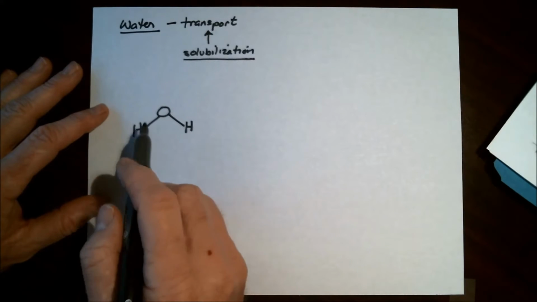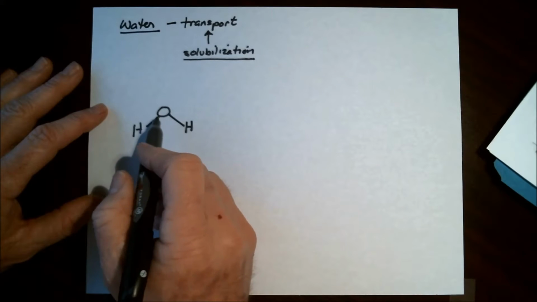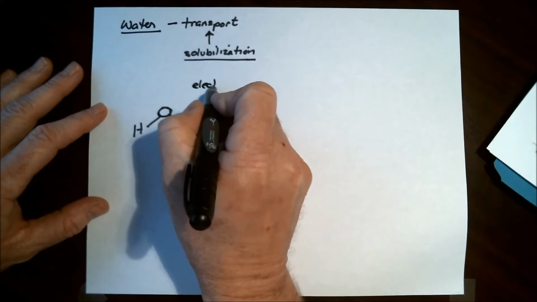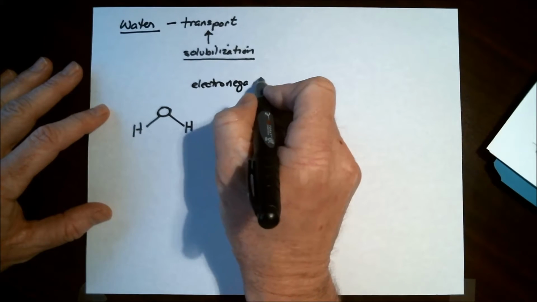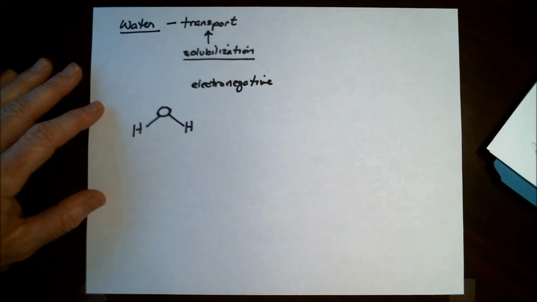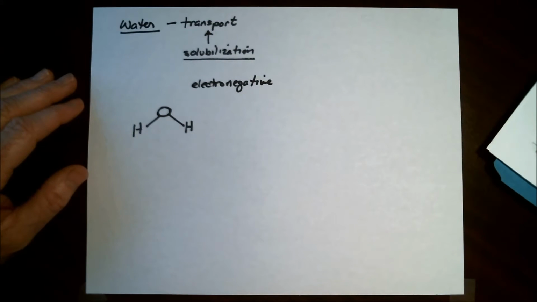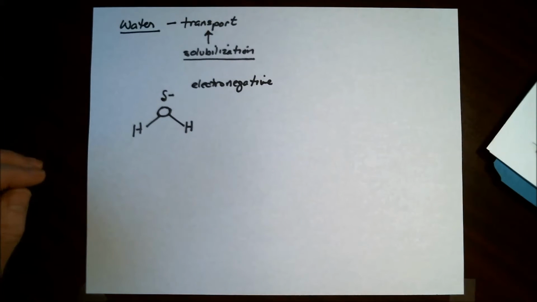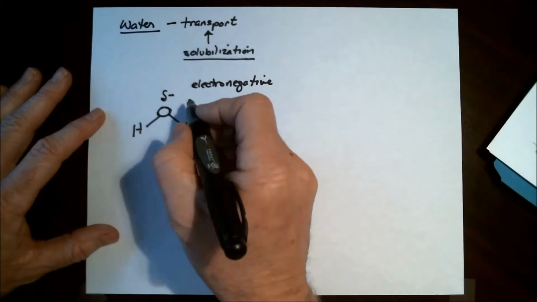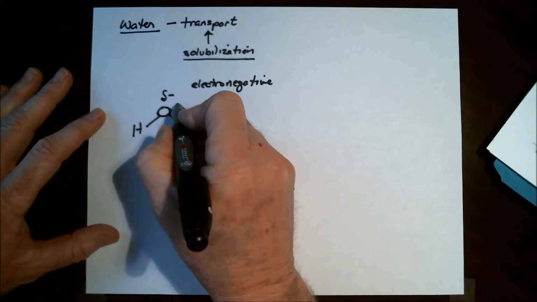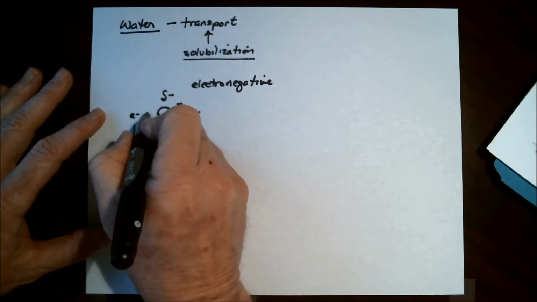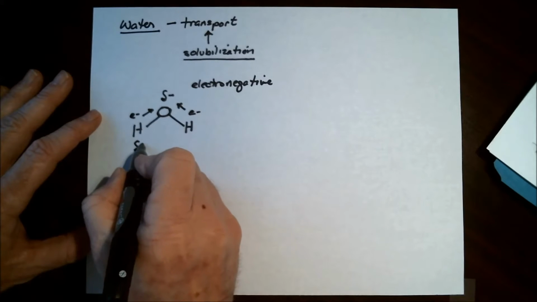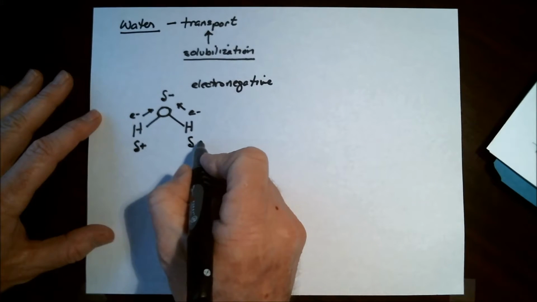Well, recall that the molecule of water, H2O, has this oxygen atom, and the oxygen atom is electronegative. Being electronegative means it has an electron pulling power, and that is going to give it a partial negative charge. Now, that being the case, the electron cloud is going to be pulled in the direction of oxygen. That is going to impart a partial positive charge on the hydrogen atoms.